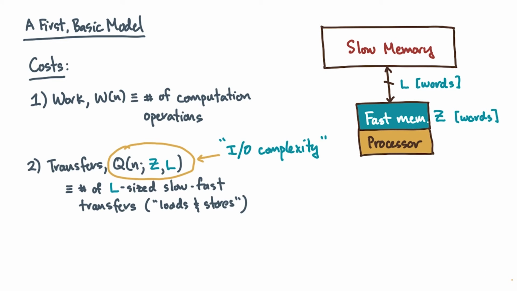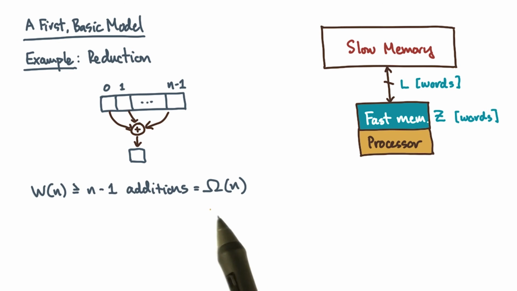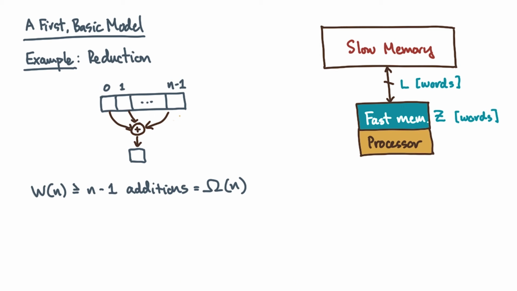To make this more concrete, let me walk you through a very simple example. Suppose you want to sum the elements of an array of size n. You know the processor needs to do at least n-1 additions, or asymptotically, that's big omega of n operations. What about memory transfers? Intuitively, you know you need to make at least one pass through the data. That suggests a natural lower bound on transfers.